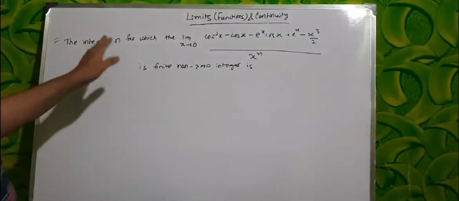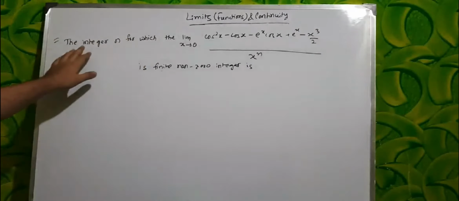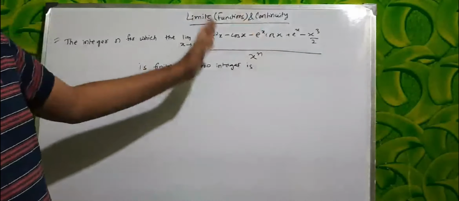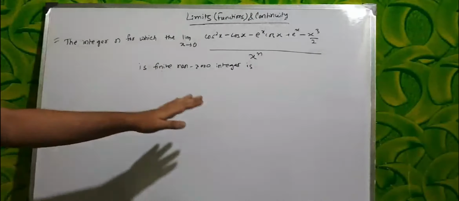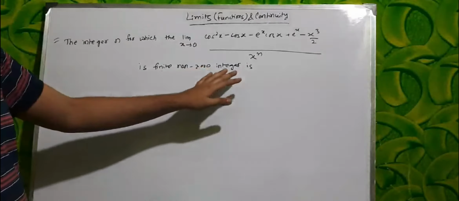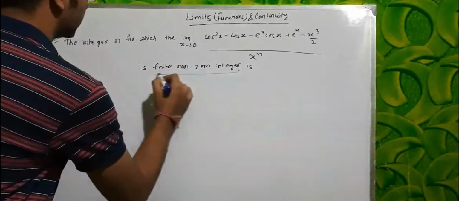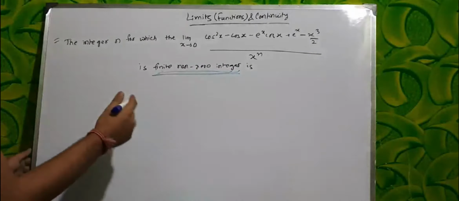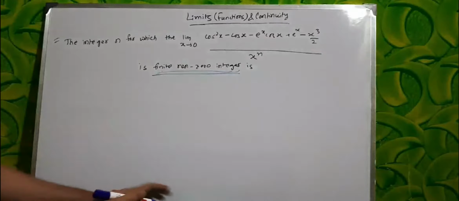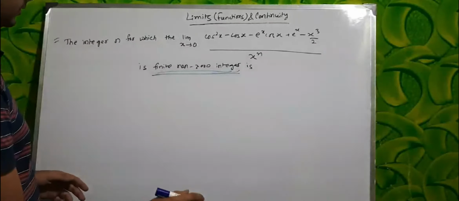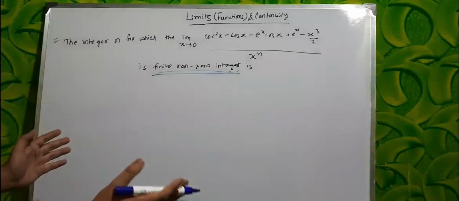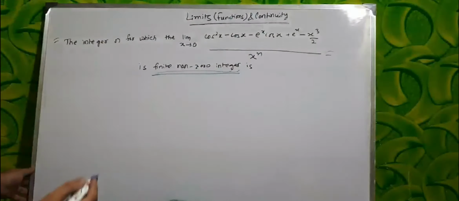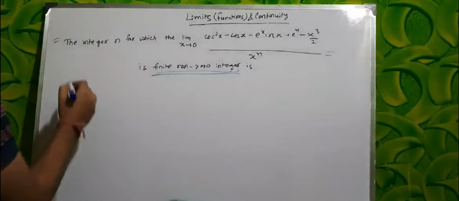So here is another problem, the final problem of today's session. Find the integer n for which the limit as x tends to 0 of cos squared x minus cos x, and so on, is a finite non-zero integer. This is our point of focus. I could have given you options, but that won't help either. This problem doesn't require options; you can consider it an integer type question. So anyway, moving to the solution.